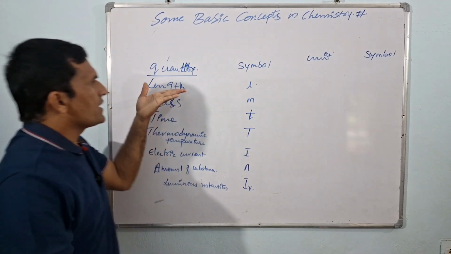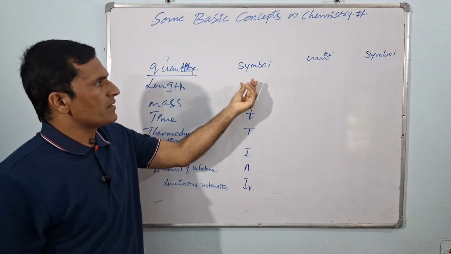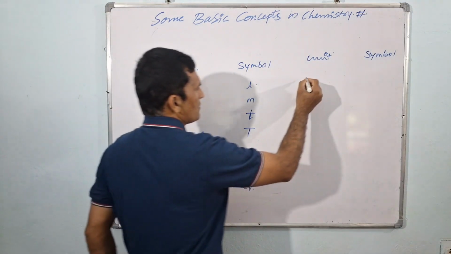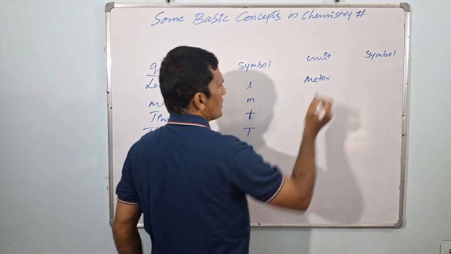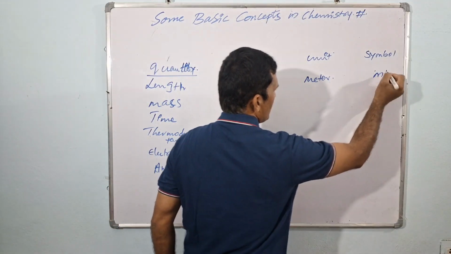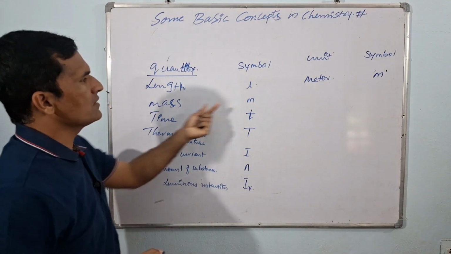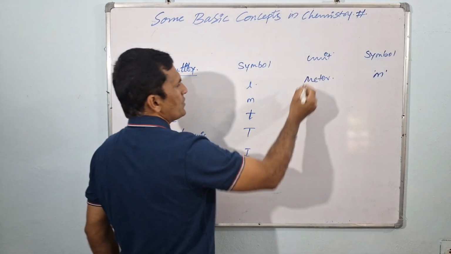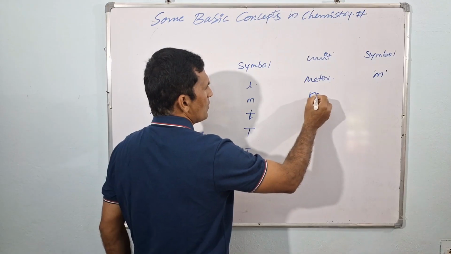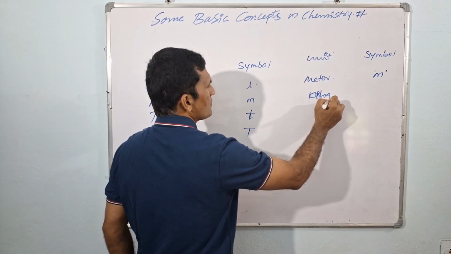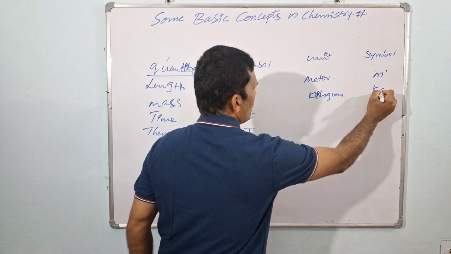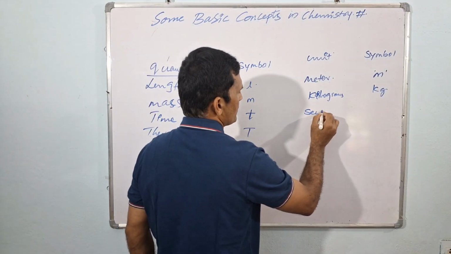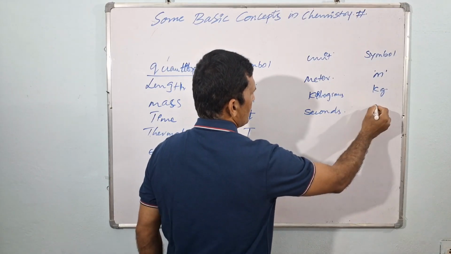Length is a quantity. The physical quantity length we symbolize as small l, and its unit is meter, and its symbol is m. We represent mass as small m, and its unit is kilograms. We symbolize it as kg. And time is t, and we measure it in terms of seconds, s.